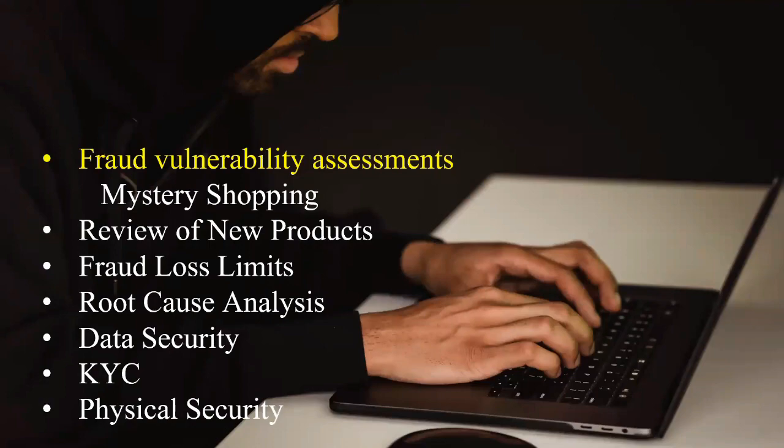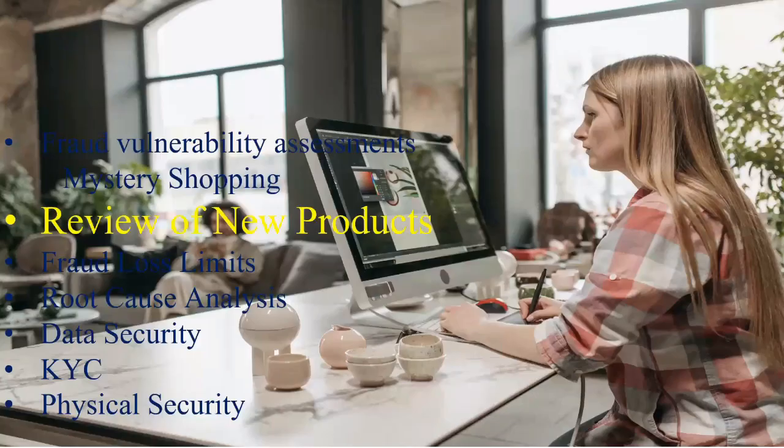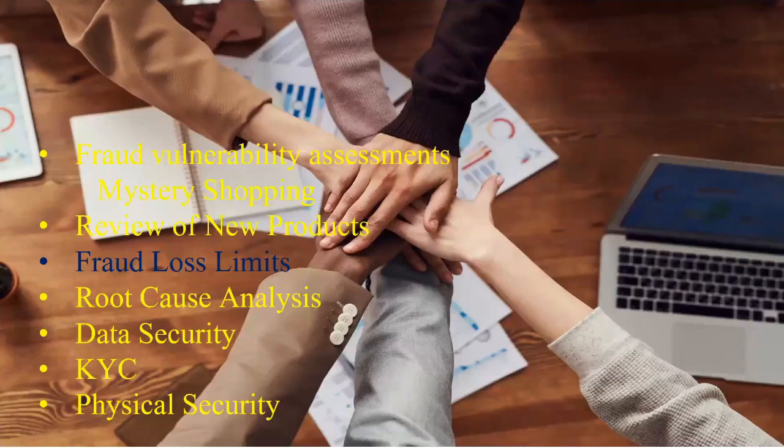Next is review of new products. So no new product or process should be introduced or modified in a bank without the approval of control groups like compliance, audit, and fraud risk management groups. The product or process needs to be analyzed for fraud vulnerability, and fraud loss limits to be mandated wherever vulnerabilities are noticed.